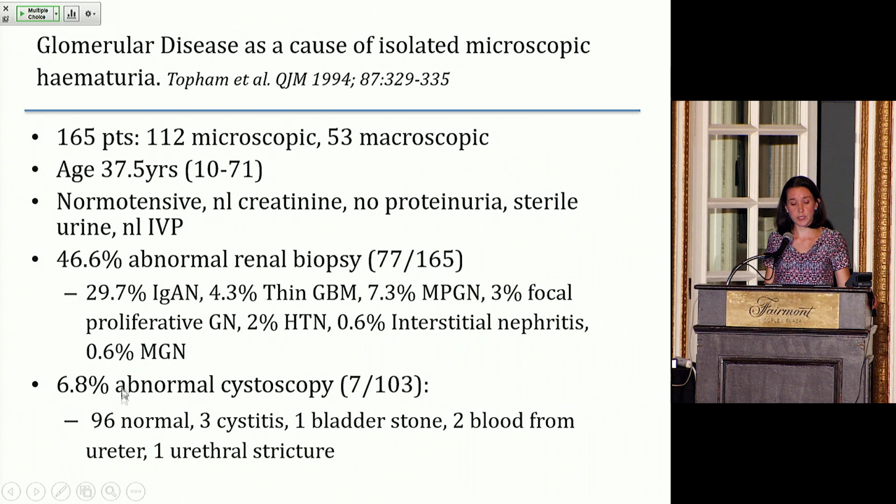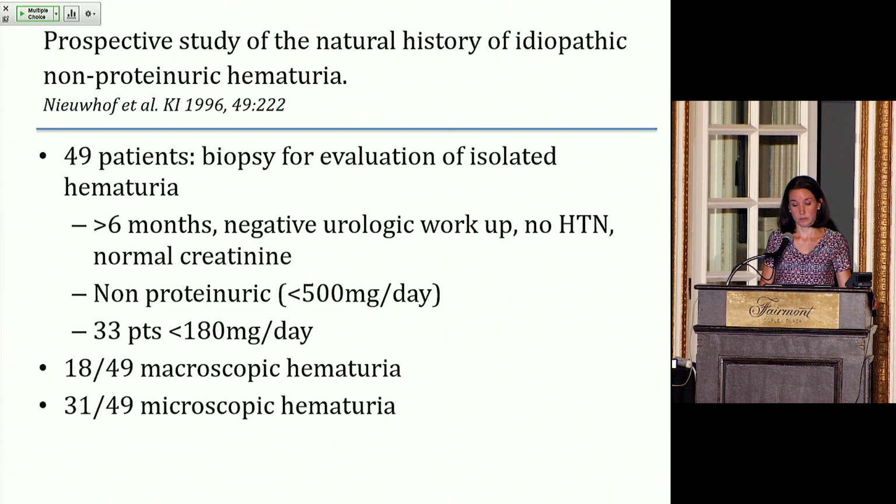And about 7% of these patients were young. They had a mean age of 37 years and had an abnormal cystoscopy. So again, emphasizing that most of these young patients will have something renal as the cause of their hematuria. And what happens to them when you follow them up?